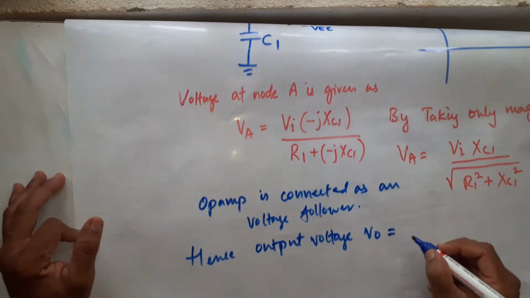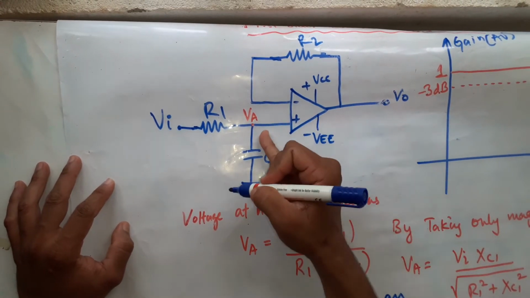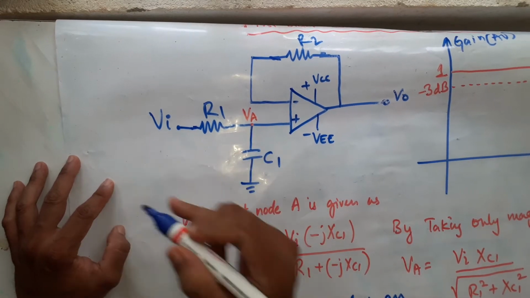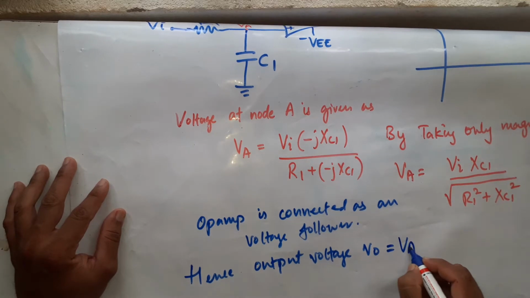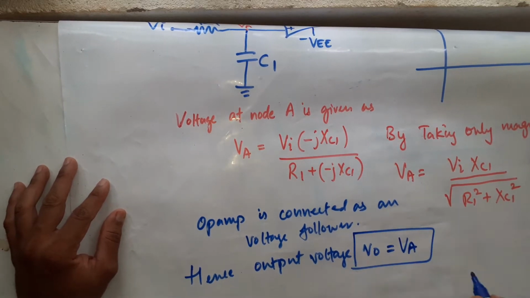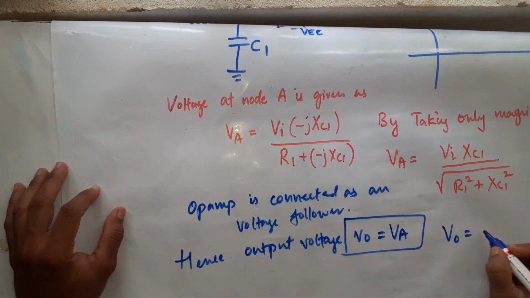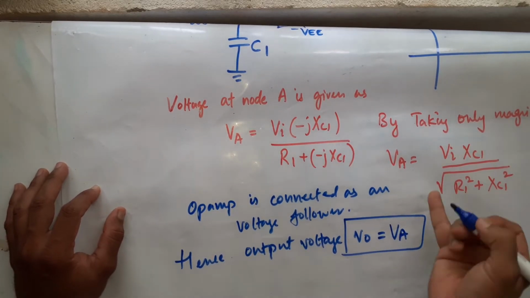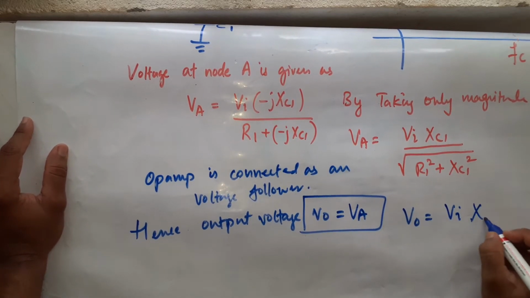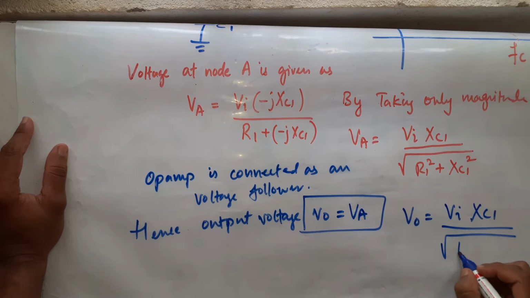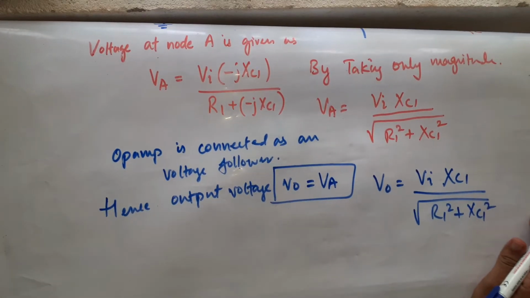Output is equal to, what is input? If this is your output, input is VA. Ultimately input is your V in, isn't it? So I can write V0 equal to VA. This means that my final output is equal to VA, right? V0 equal to VA. VA is what we have achieved here. It is same. VI XC1 divided by root R1 square plus XC1 square, isn't it?